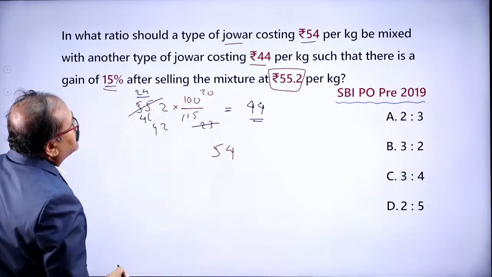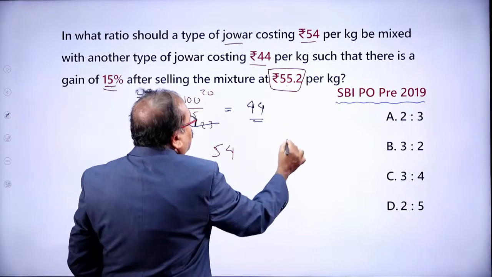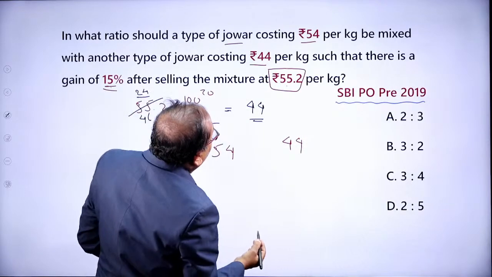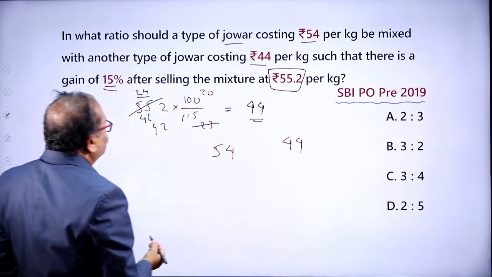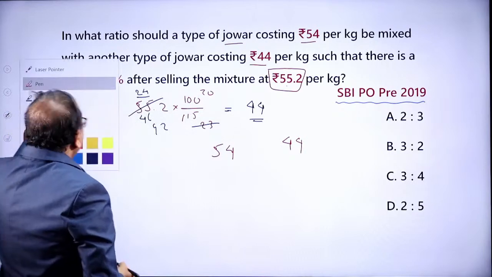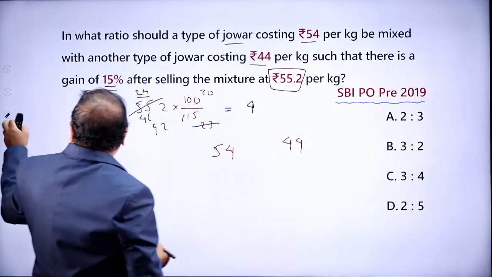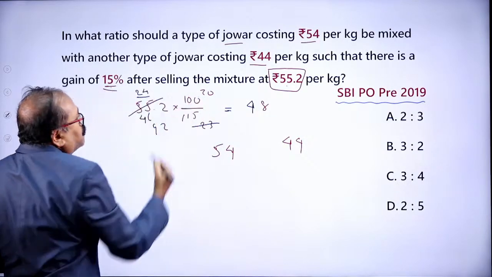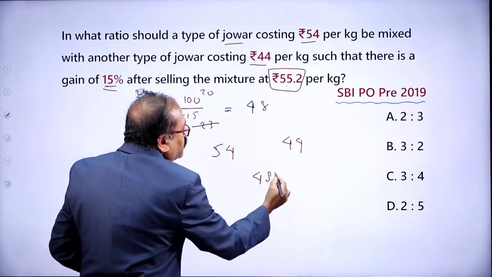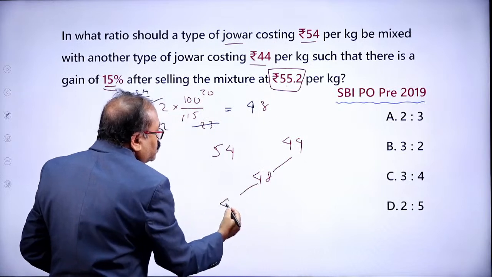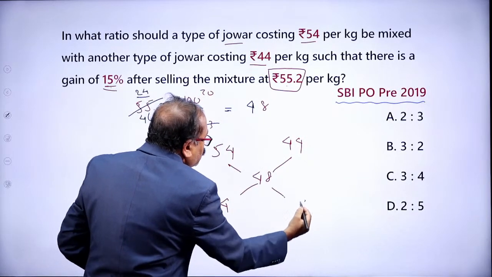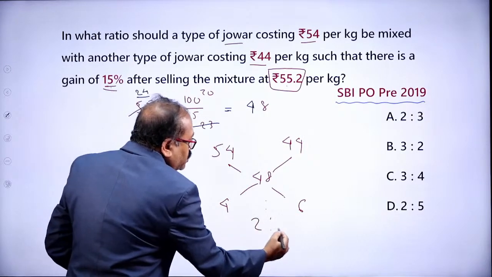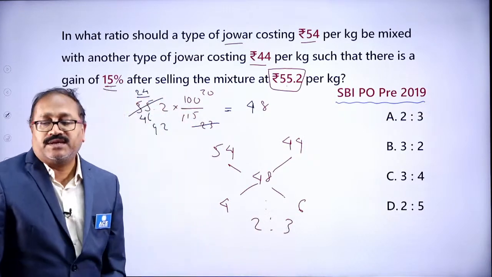That is 54 is the dearer one, and the cheaper one 44, not 44, the cheaper one, this is 48. Okay, let me correct this one. And this is 48. 24 into 2 is 48. So you will place that 48 over here, and you are getting the ratio 4 over here and 6 over here. And that's how you get the ratio of 2:3.